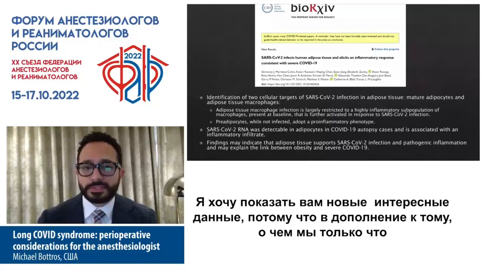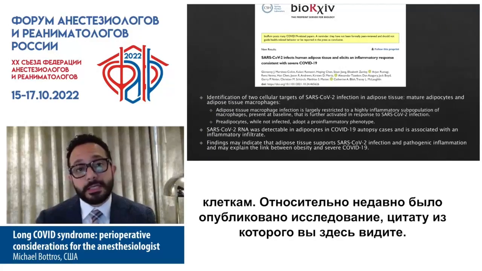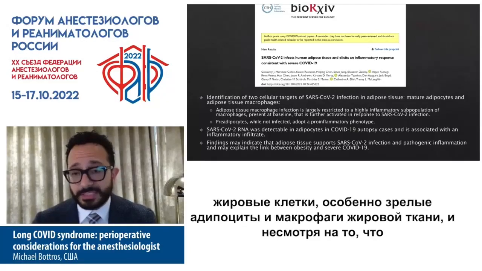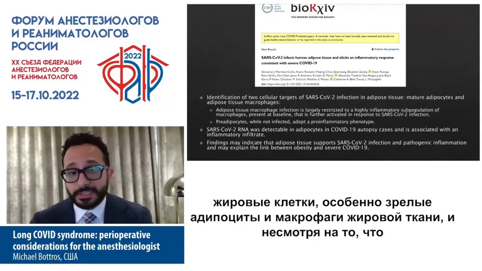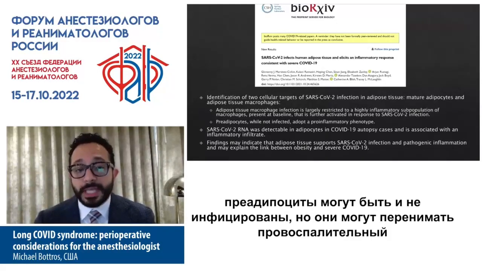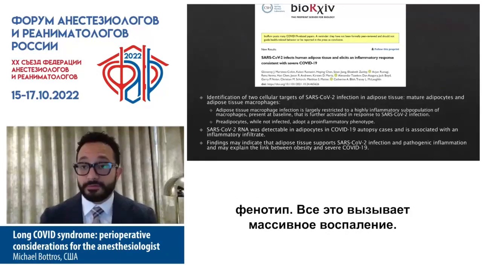Now, I want to point out some interesting new material because in addition to what we just talked about, there is more and more information about how this virus attaches to cells. And it turns out that there is a recent study that you see the citation here for, that the SARS-CoV-2 infection actually can target adipose tissue, fat cells, specifically mature adipocytes and adipose tissue macrophages. And even though pre-adipocytes might not be infected, they can adopt a pro-inflammatory phenotype. So everything is producing massive inflammation.